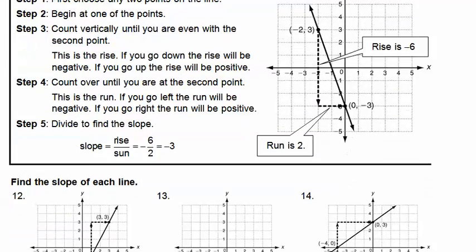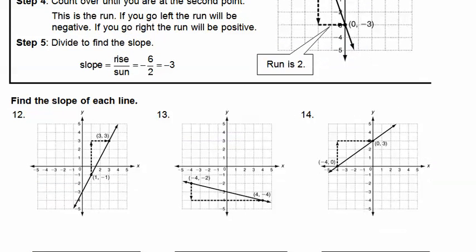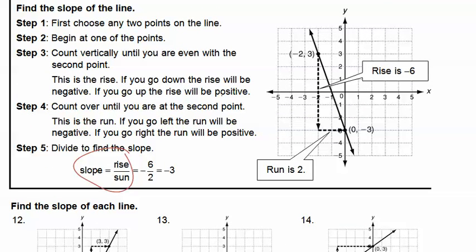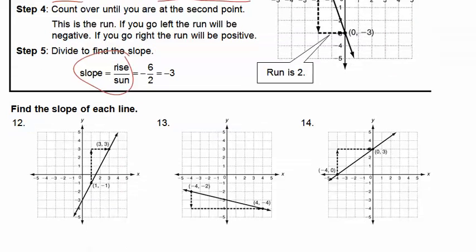Okay, and then this part is looking at finding slopes of lines from graphs. And the triangles are already made on here. So all you have to do is remember that slope is rise over run. And if it is up here, they talk about if it's positive. If you go up, the rise will be positive. If you go down, the rise will be negative.